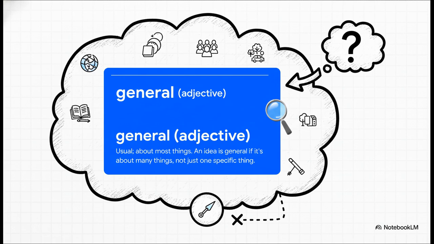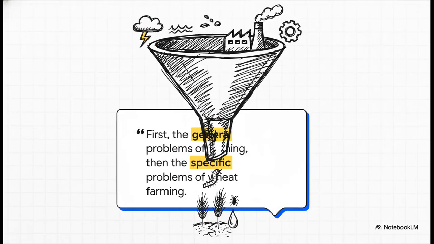All right, on to the meaning. The first one, as an adjective, is the one we all know. It means usual or about most things. You know, the big picture stuff. And the example sentence here really nails it. You start with the general problems, the broad, sweeping issues, and then you drill down into the specific ones. It's kind of like you're using a funnel to get to the important details.